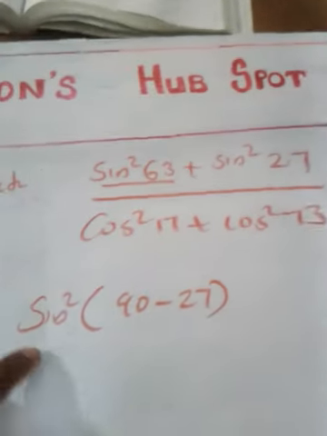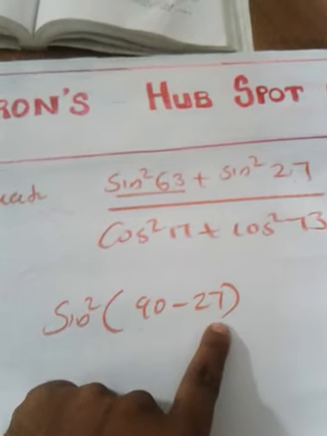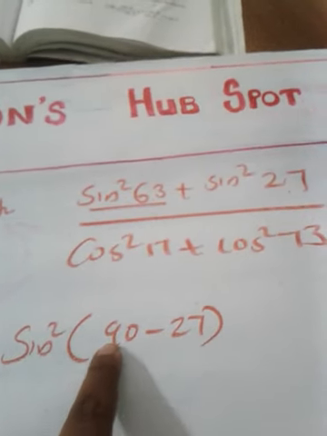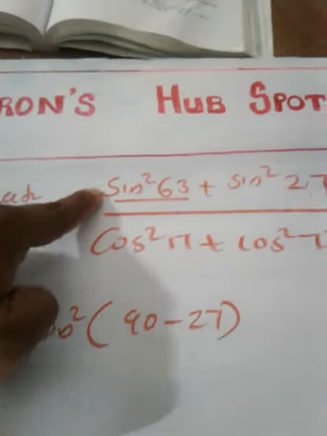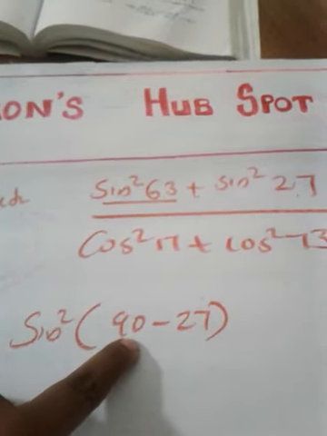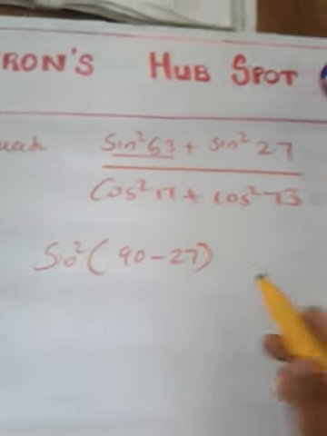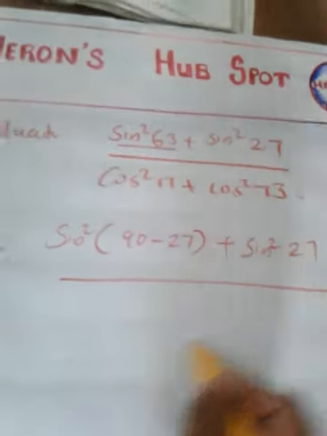Instead of sine square 63, sine square as it is. Instead of 63, what am I going to write? 90 minus 27, not 90 minus 63, because 90 minus 27 is nothing but 63. Here sine square, here also sine square, no change. Here 90 minus 27 is nothing but 63, so there is no change in the question. We are not supposed to make any changes in the next term either, as I told you.